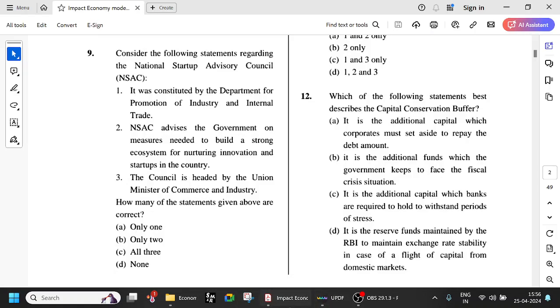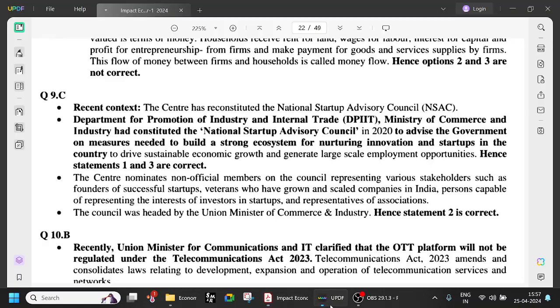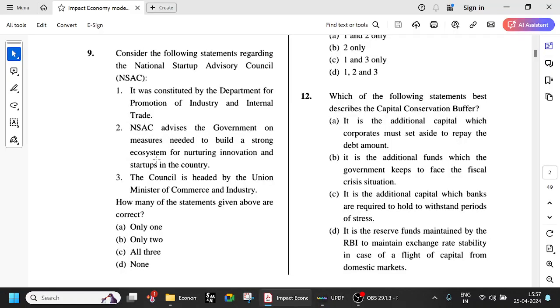So let us see what it is about. It was constituted by the Department for Promotion of Industry and Internal Trade, which is true. The National Startup Advisory Council advises the government on measures needed to build a strong ecosystem for nurturing innovation and startups in the country. Advises the government. The National Startup Advisory Council, 2020, to advise the government on measures needed to build a strong ecosystem for nurturing innovation and startups in the country. So this is also correct, right?